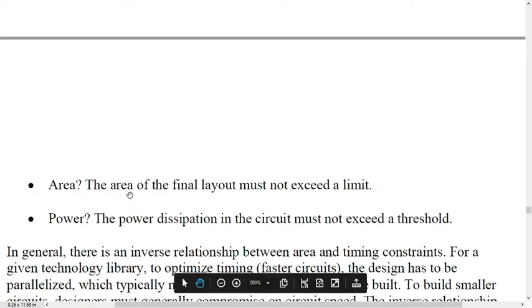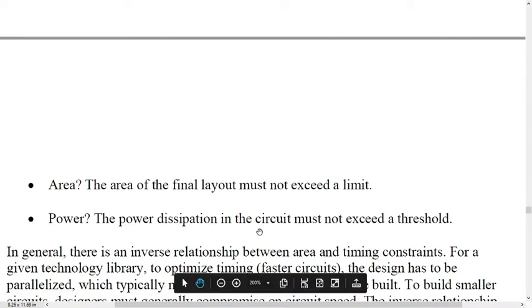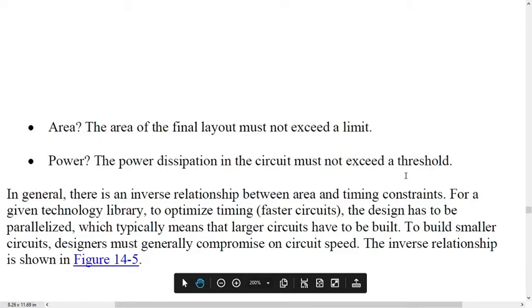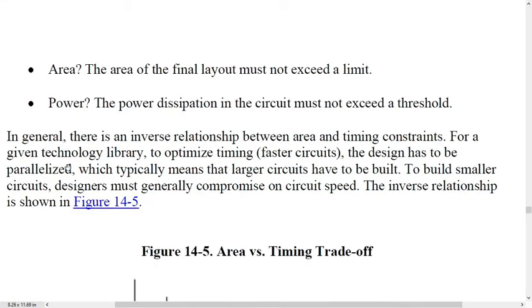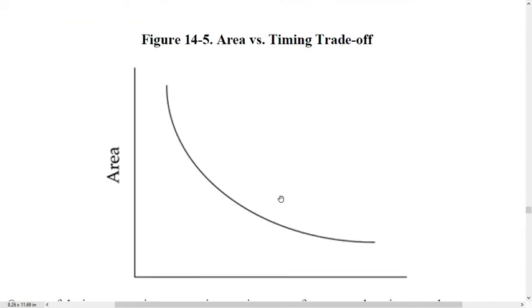Then the area of the final layout must not exceed its limit. I have some limitation, I have some expectation. I need to design with lesser area. Then we will have power dissipation. The circuit must not exceed the threshold power. So that is the area versus timing trade-off.